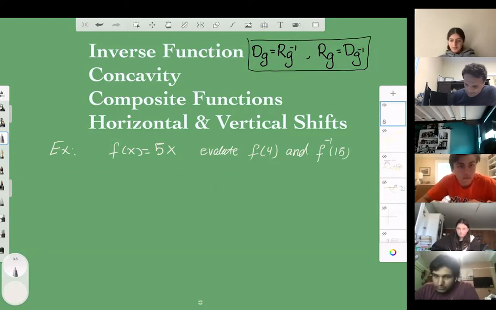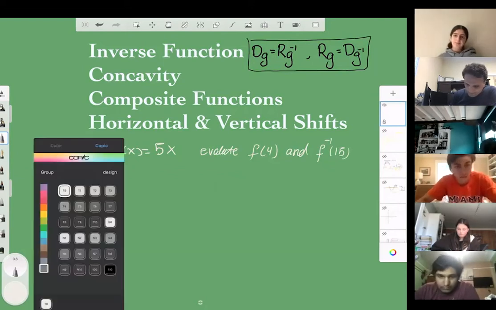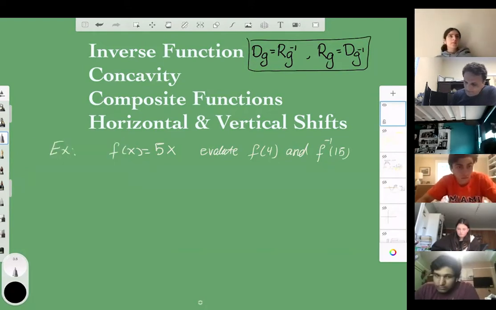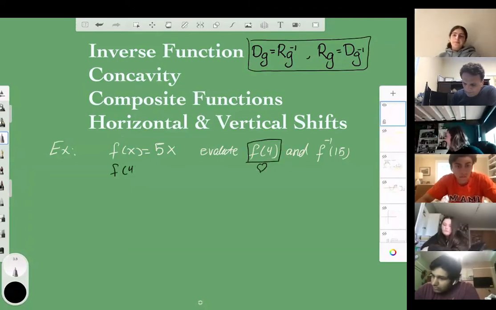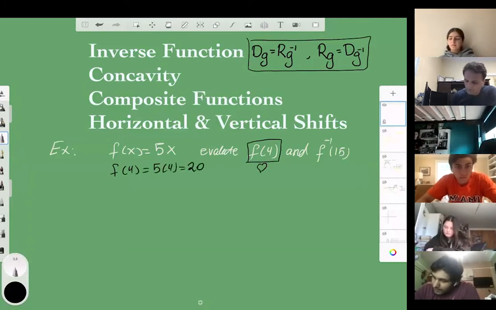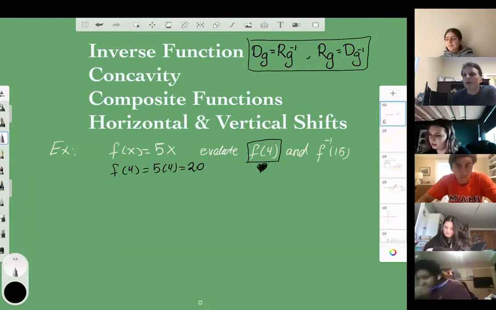So let's go over this one. F of x is 5x. Evaluate f of 4. I know you guys love this one. So f of 4 will be 5 times 4, equal to 20. You're done. All right.